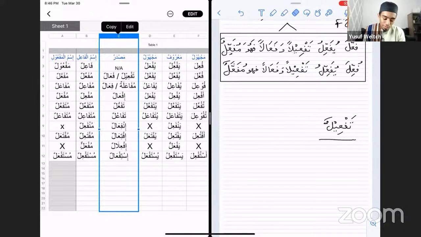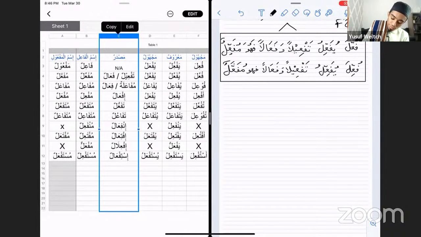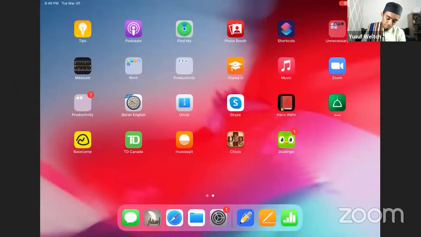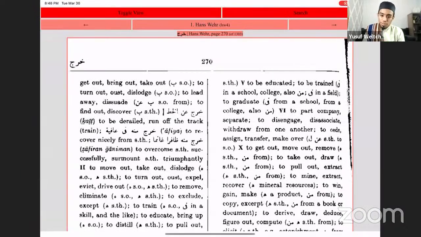So in order to find the root noun of a word that's form 1, you have to look in the dictionary. So for instance, let's take a word, wa sa kha. I don't believe I have a dictionary on here. Yeah, I do. Okay, so what was our word?